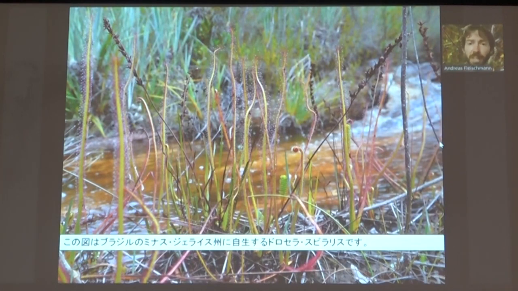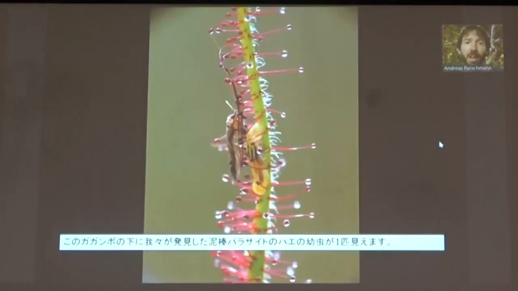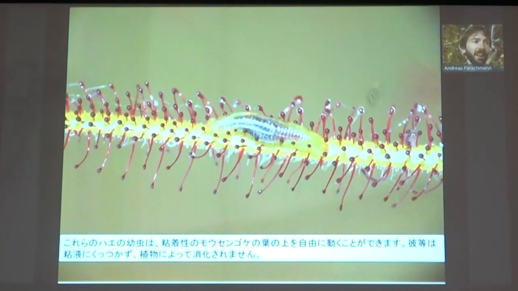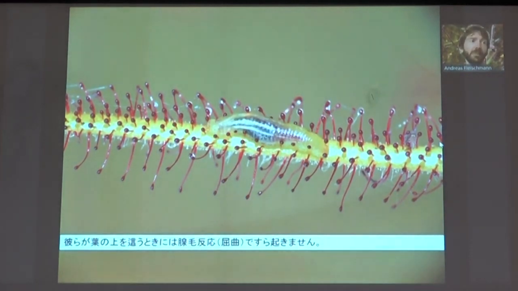You can see Drosera spiralis again in Minas Gerais, Brazil. And if you have a closer look at the leaves, you can see some captured prey, like large insects sticking to these leaves. And if you look closer, underneath this crane fly, in between the tentacles, you see a fly larva here. I'm inserting it for you. And these are not captured prey. These fly larvae can walk on the leaves freely and on these sticky leaves. They do not attach to the tentacles, and they do not even cause any tentacle reaction, any bending when they walk on it. You can see by the smear of these threads where this larva was moving on the leaf, and they can freely move in between the tentacles. They do not stick to these tentacles.